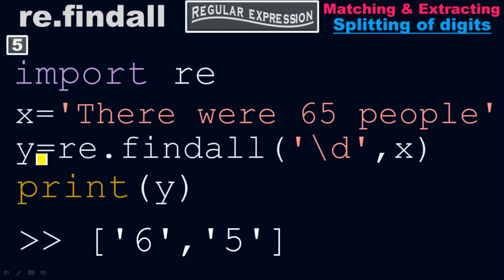And then when you take the print of y, your 6 will be separate inside the quotes, your 5 will be separate inside the quotes. It is actually 65, but they have been split with the help of this regular expression. 6 is separate and 5 is separate. That's what splitting of digit means. We split the digits in singular form.